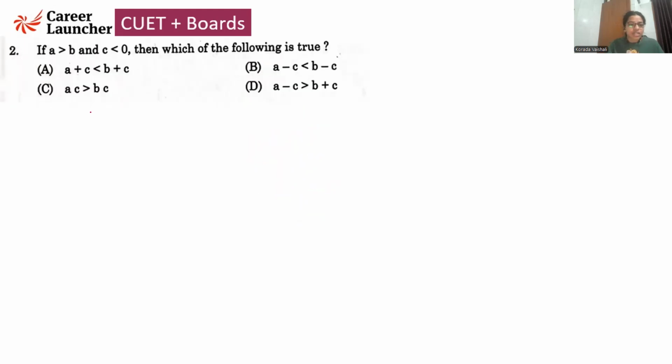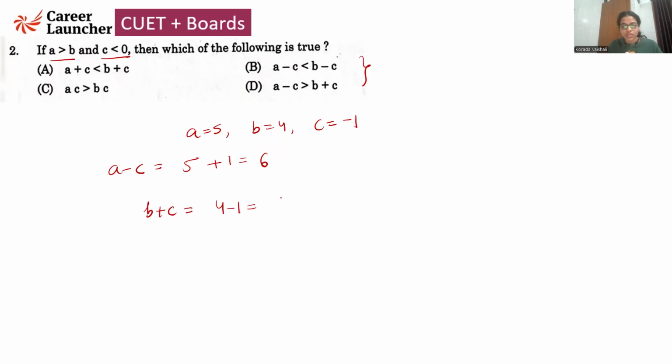Then question 2 was: if A is greater than B and C is less than 0, which of the following is true? So we need to look at which of the following inequalities can be true. What if I assume that A is 5, B is 4, and C is negative 1? If I look at option D specifically, what is A minus C? It is 5 plus 1, which is 6. And what is B plus C, which is 4 minus 1? It is 3. So yes, indeed, 6 is greater than 3. So option D is satisfying the given set of values of A, B, and C.